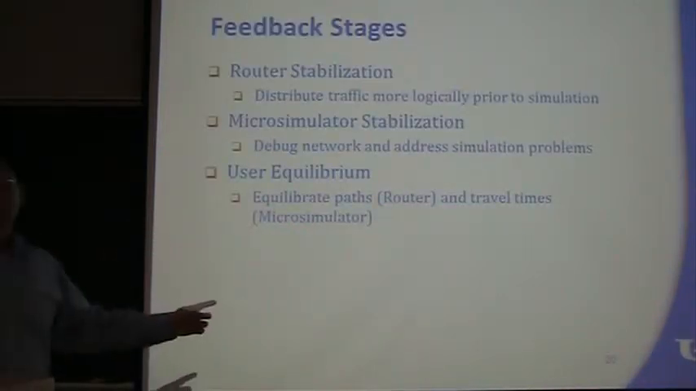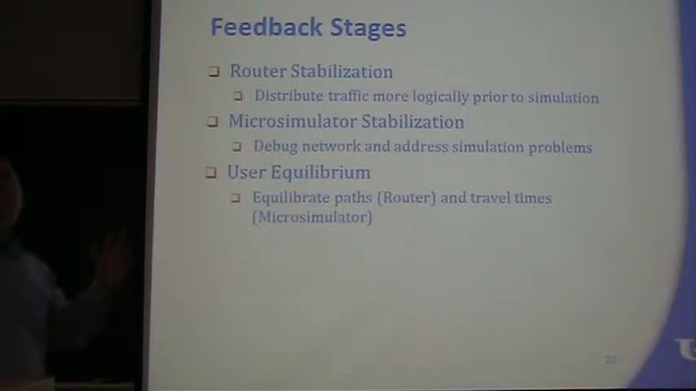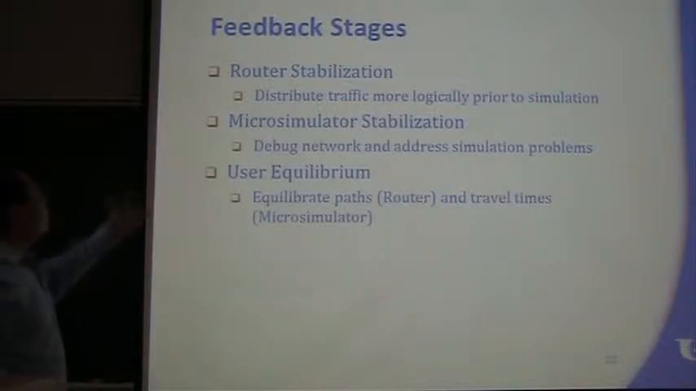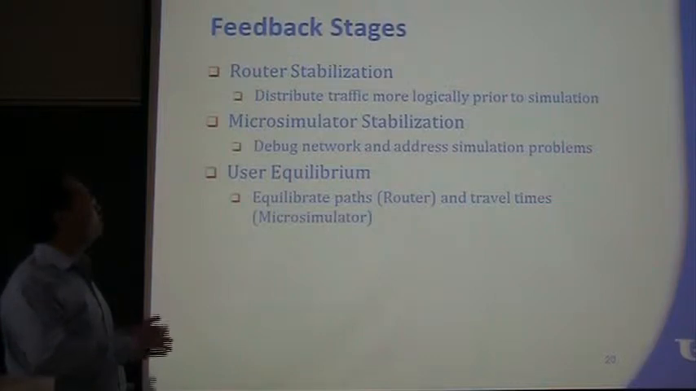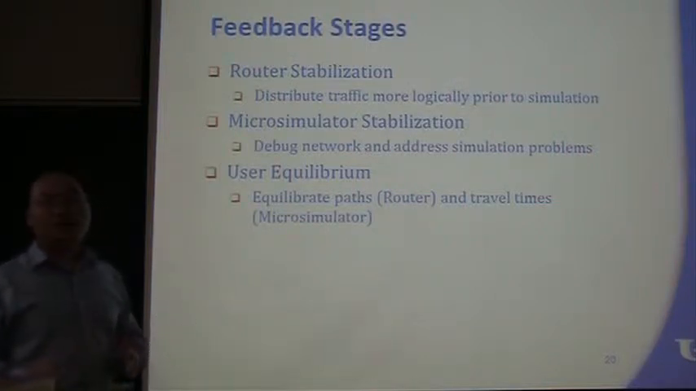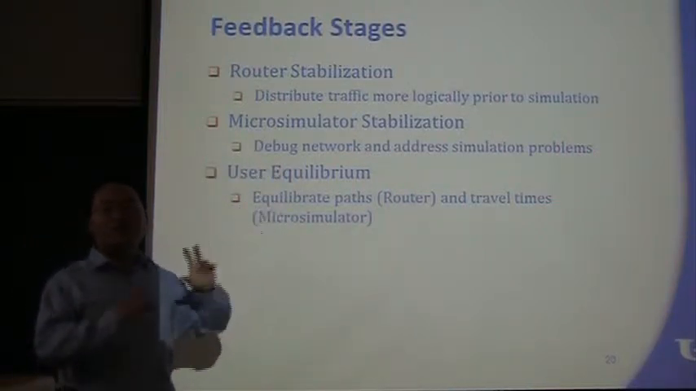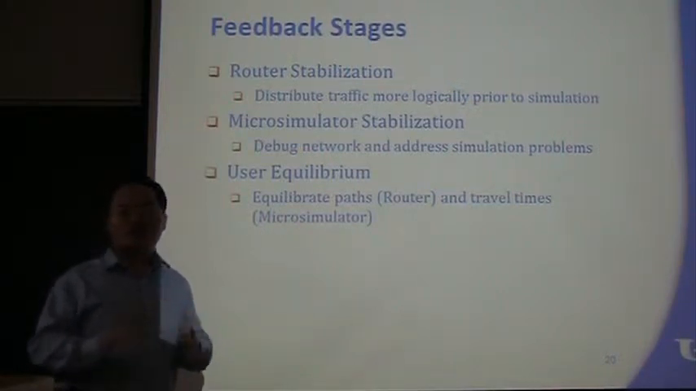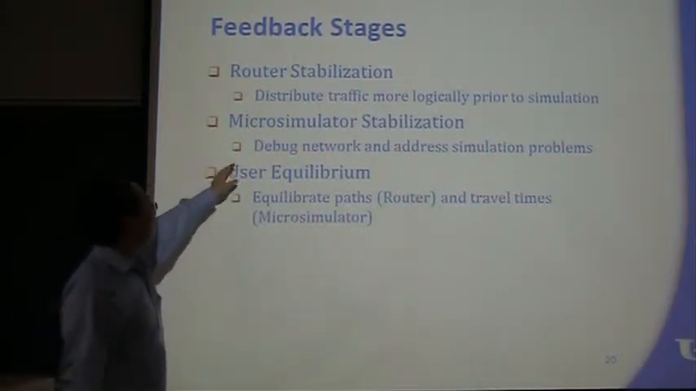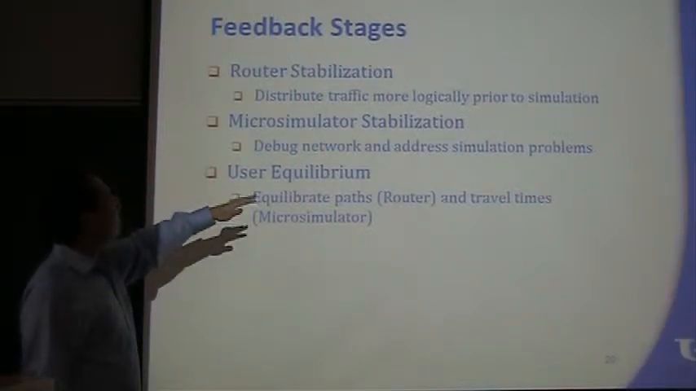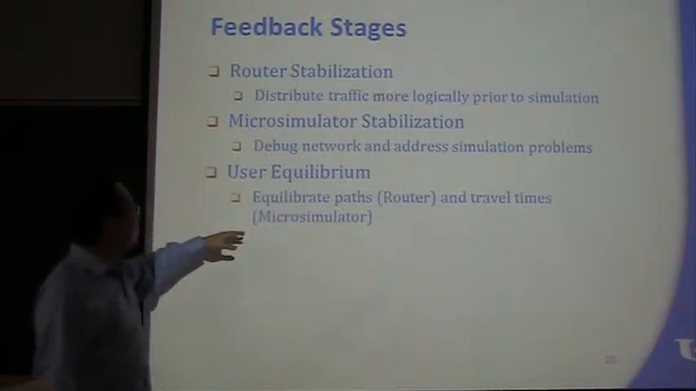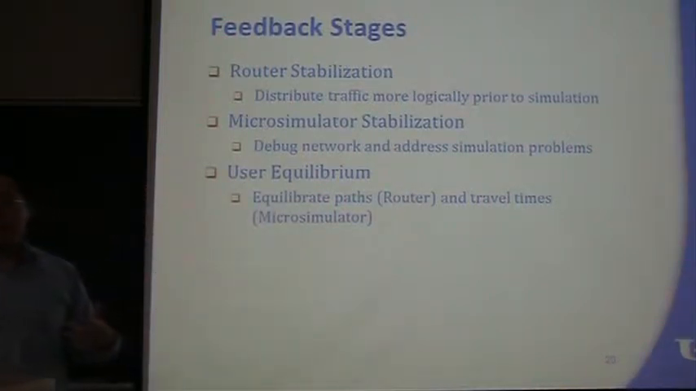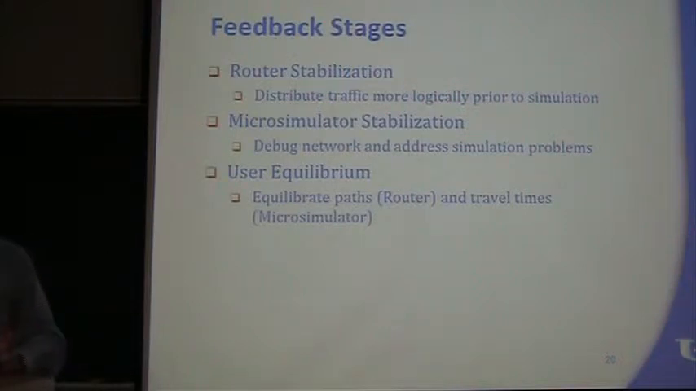So this is the hardest part. Why do we have three feedback stages? In the first stage, which is called router stabilization, the purpose is to distribute traffic more logically before simulation. So in the first stage, the micro simulator is not involved. The second stage is called micro simulator stabilization, which is used for debugging. And the third one is called user equilibrium. And you know what user equilibrium is.